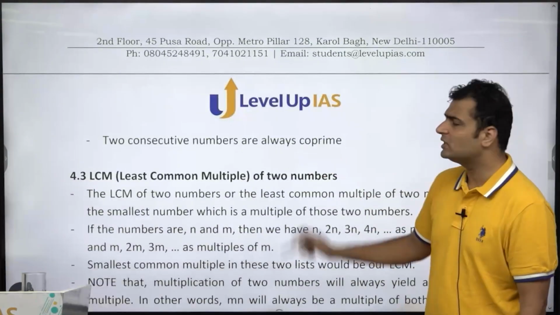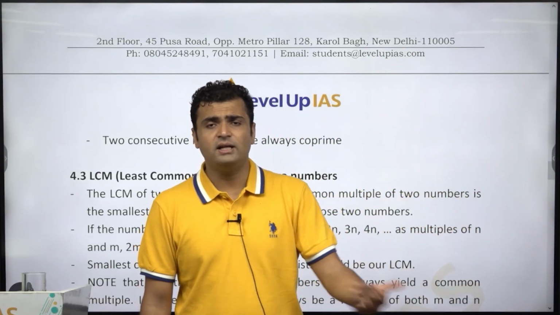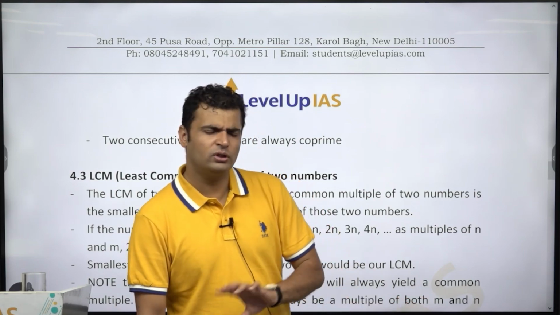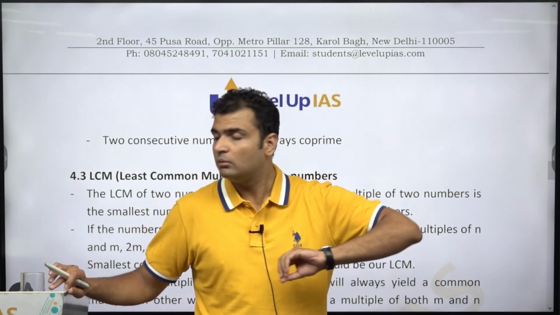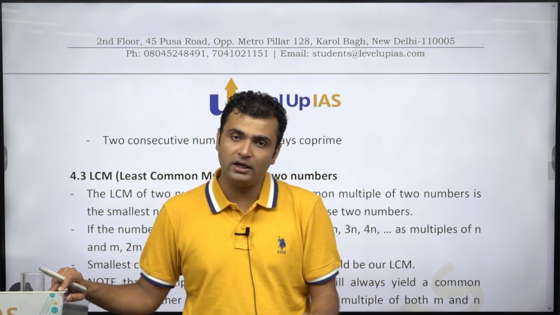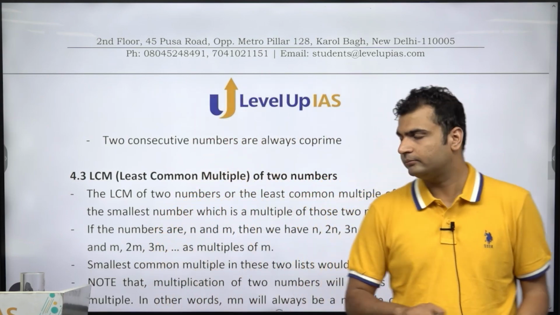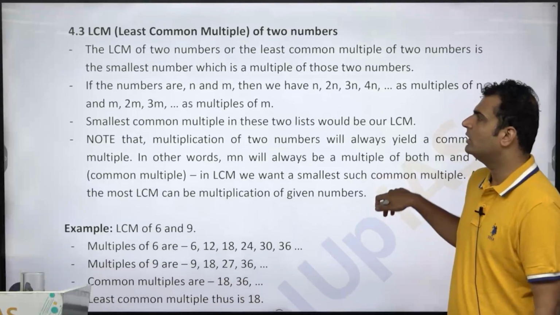Two consecutive numbers are always co-prime. Now consecutive मतलब क्या होता है? 7 and 8, 9 and 10, 11 and 12, या फिर 1000 and 1001. So those two consecutive numbers will always be co-prime. क्यों? Because common factor कोई होने का चांस ही नहीं है, एक से ही बढ़ रहा है ना, तो common factor एक ही होगा. There cannot be any other common factor. ठीक है? Next is least common multiple.